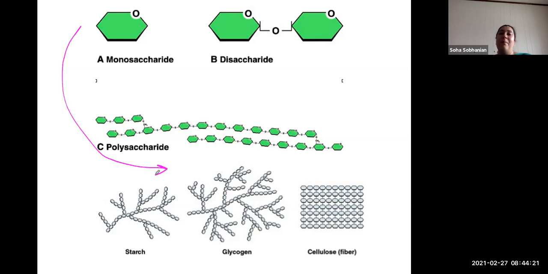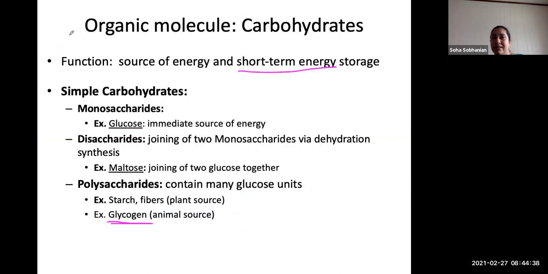But what if I didn't eat for like 10 hours? Your body is going to say, ooh, I have all of this glycogen. So what I'm going to do, I'm going to break it down to what? Back to glucose and use it as a source of energy.